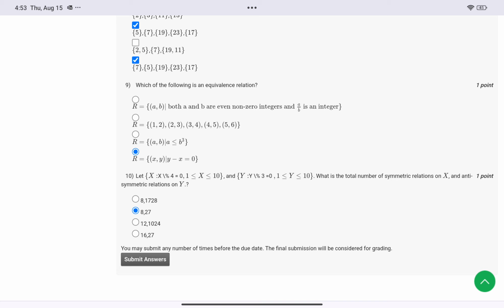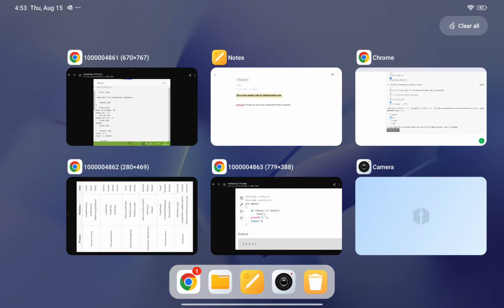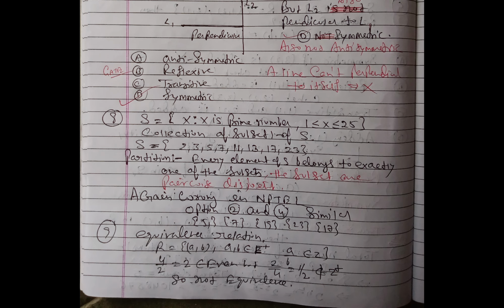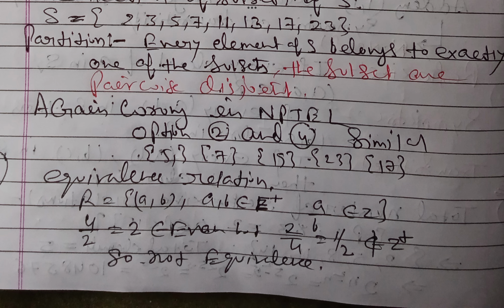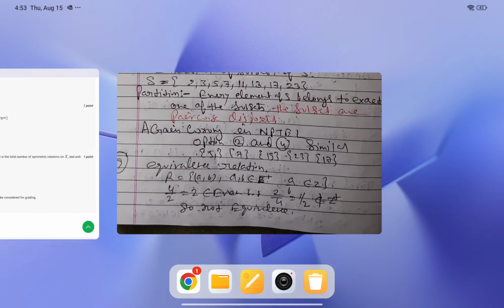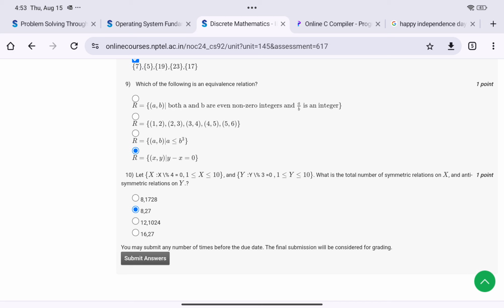Now question number 9. He is asking which of the following is an equivalence relation. Equivalence relation means reflexive, transitive and symmetric, all. So only one. This question number 9 is very good. You should also try to solve it. Okay, equivalence relation. R is equal to (A, B), you can see also 4 divided by 2. The first property he has asked. At first we will see the first property. What is the first property? We cannot increase the size of this screen, so you should also open the system.